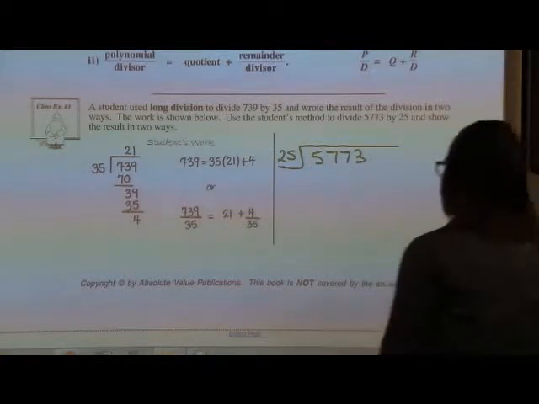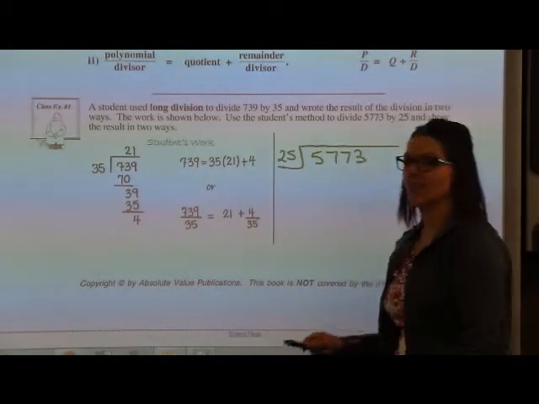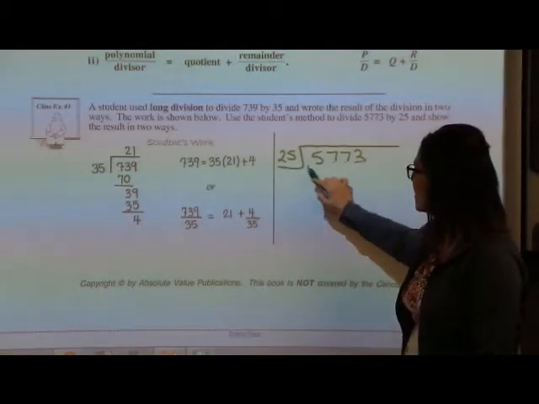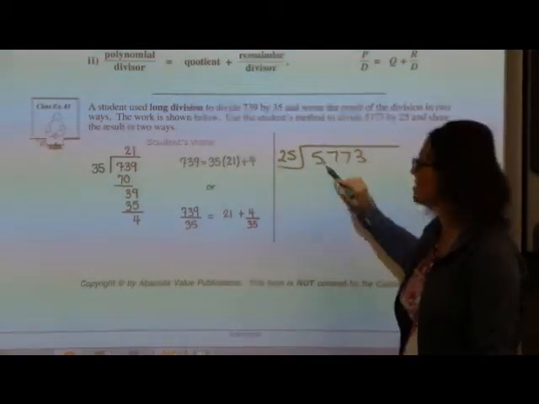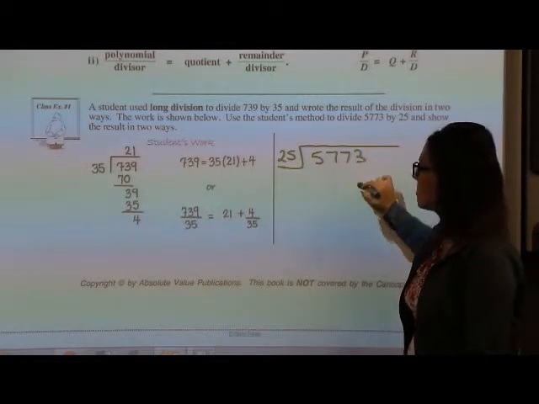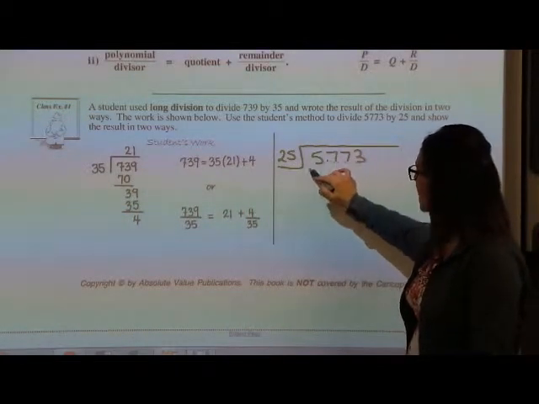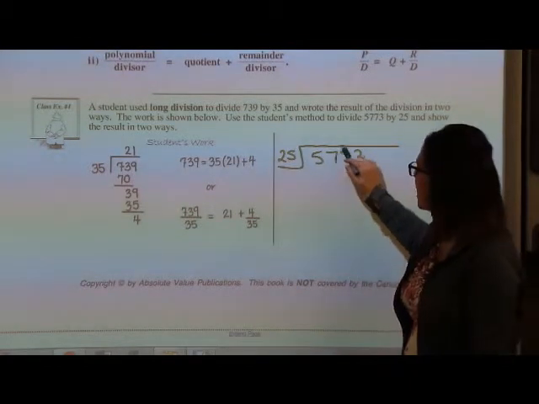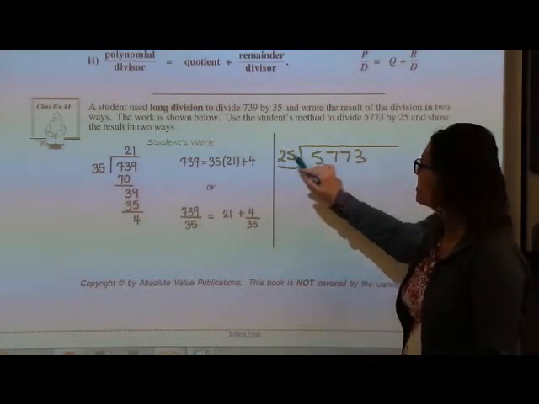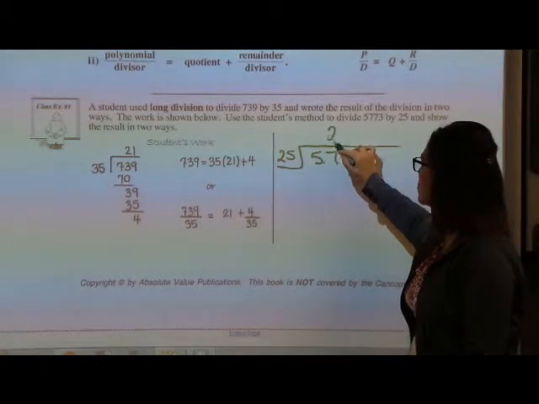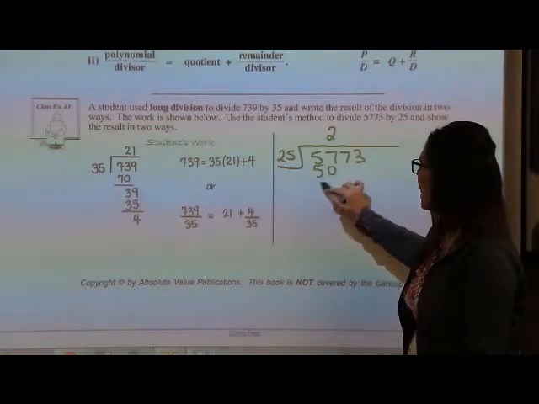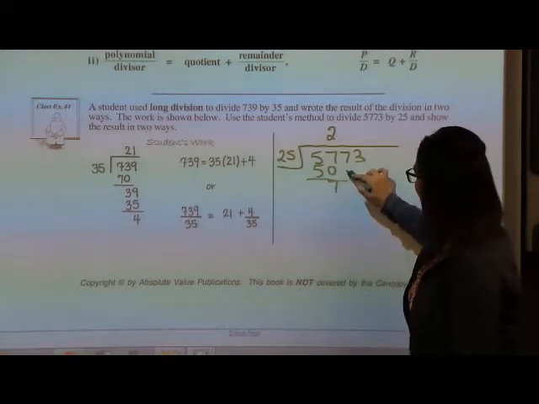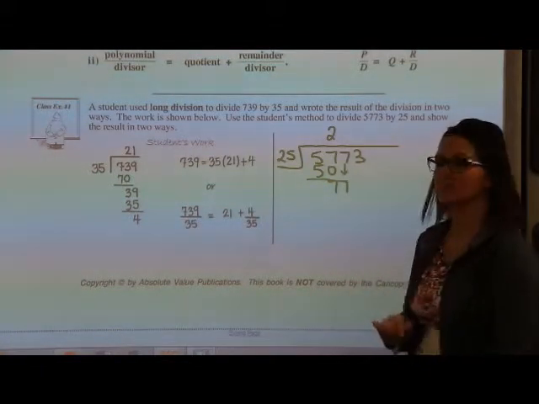So when we're doing this division, it all comes down to place value. So we start off by chunking this 4-digit number into 1 or 2 or 3 digits. So if I look at it as 1 digit, 25 can't be divided into 5. So now I look at 57. So 25 goes into 57 twice. When I multiply it, I get 50, which gives me a remainder of 7. And then I bring down the other 7.